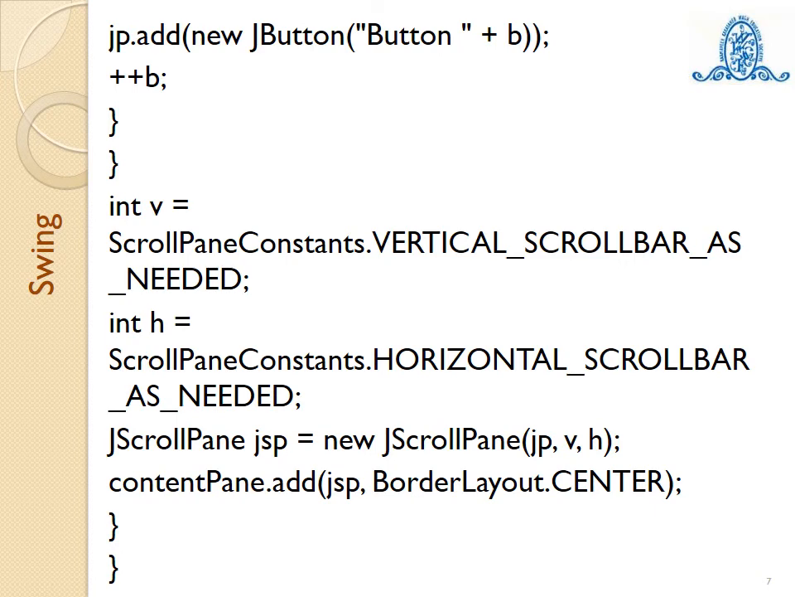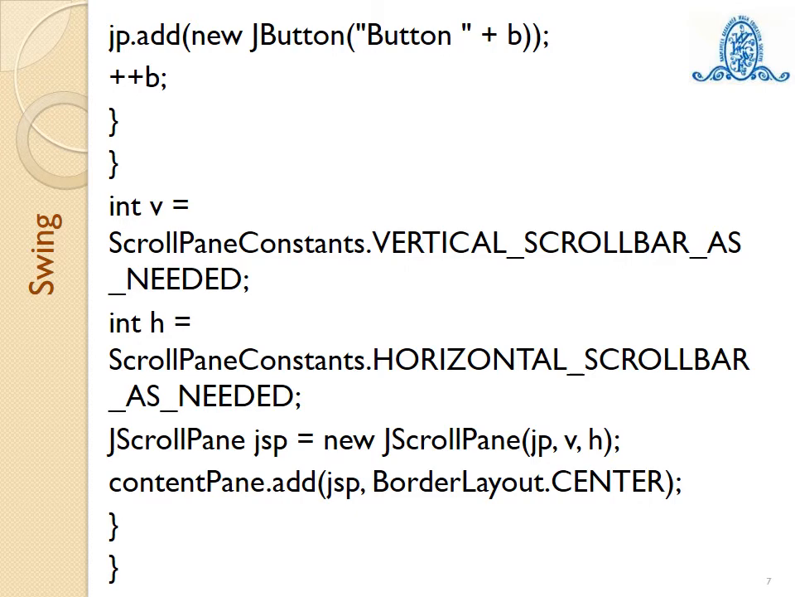So these values are initialized to V and H. It indicates that if the scroll bars are needed, then only they will be added. Then next is to create a JScrollPane object.